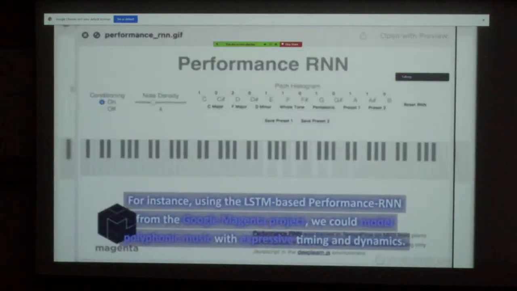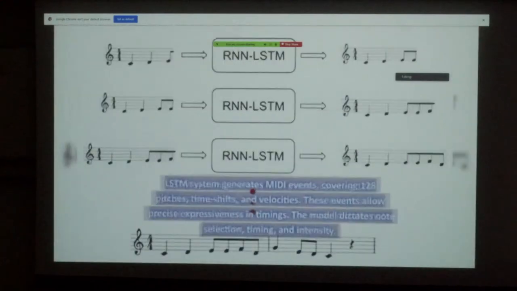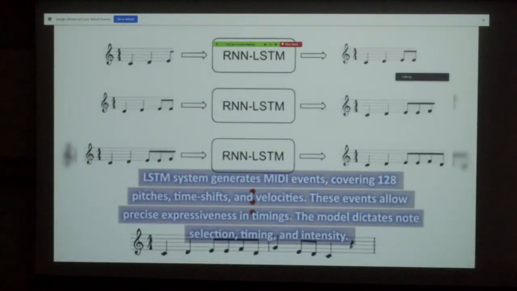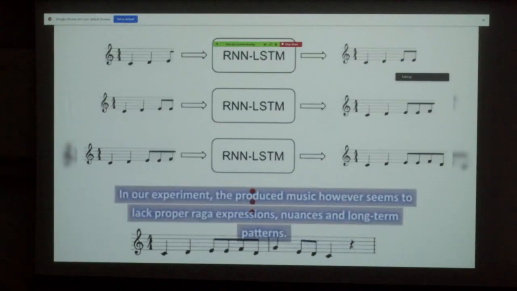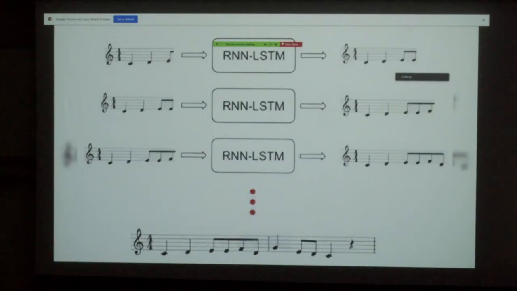For instance, using the LSTM-based Performance RNN from the Google Magenta project, we could model polyphonic music with expressive timing dynamics. The LSTM system generates MIDI events, covering 128 pitches, time shifts, and velocities. These events allow precise expressiveness and timings. The model dictates note selection, timing, and intensity. In our experiment, the produced music, however, seems to lack proper raga expressions, nuances, and long-term patterns.